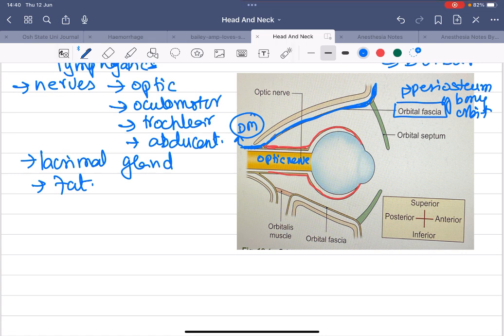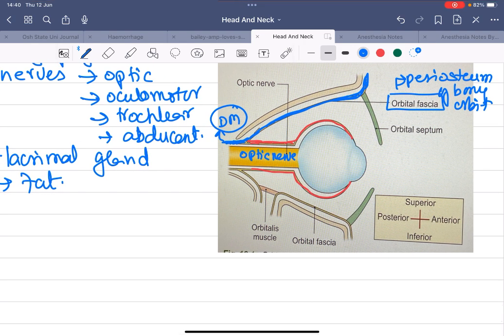Now some important points you must remember in relation to the orbital fascia. Number one, a very important point: the orbital fascia, at the upper and lower margins of the orbit, sends off a flap-like continuation. This flap-like continuation is known as the orbital septum.